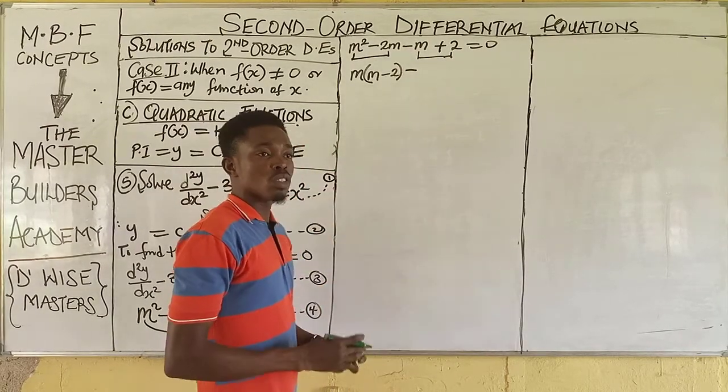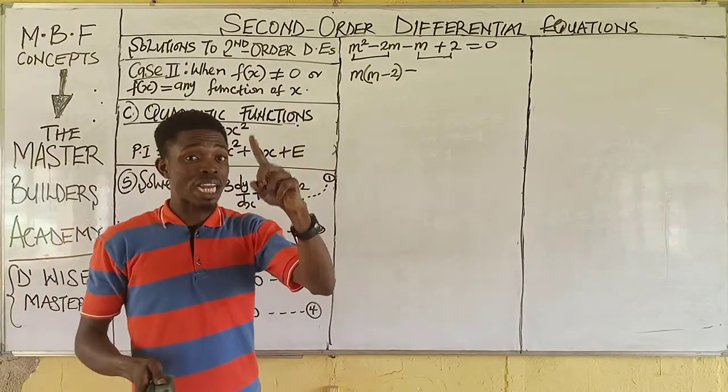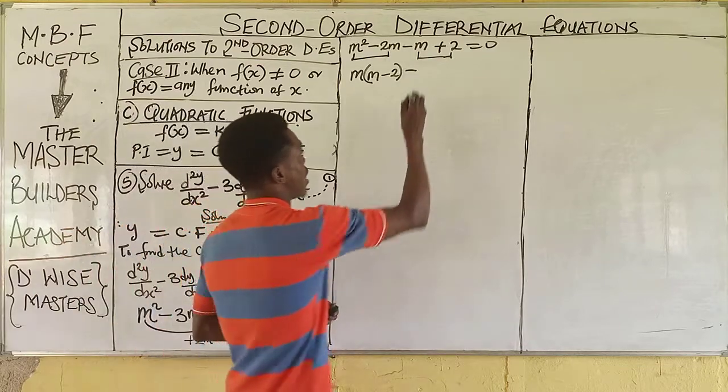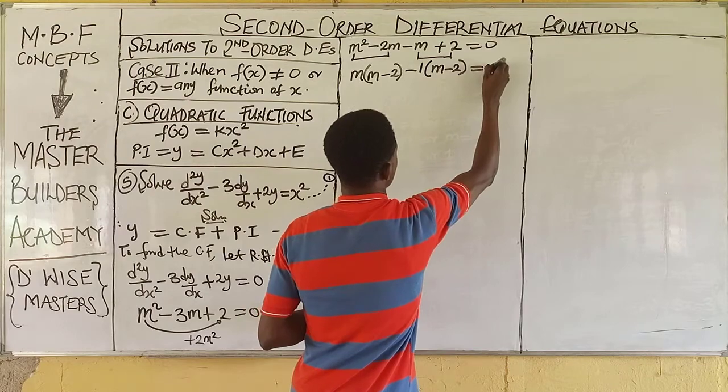Between m and 2, nothing is common. And when nothing is common, when we are factorizing the expression, 1 is always common. Then we put down 1 and repeat the first bracket that we have. This is equal to 0.